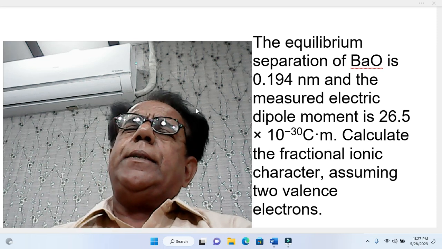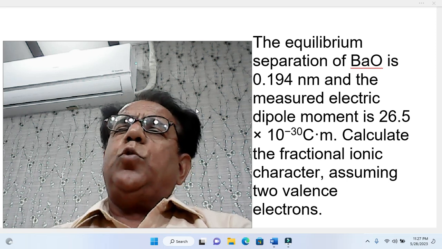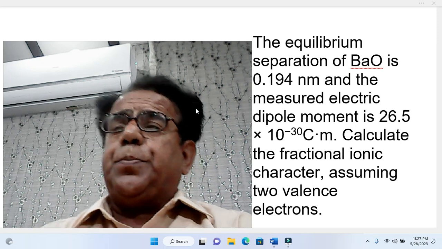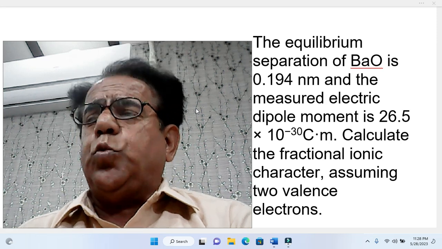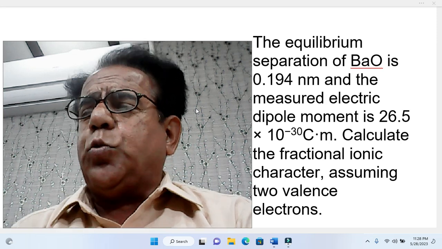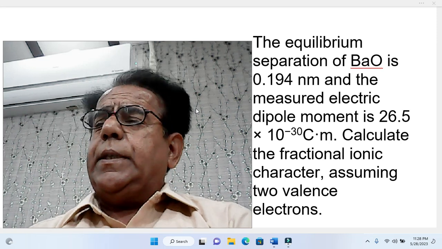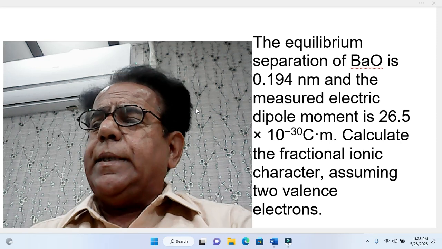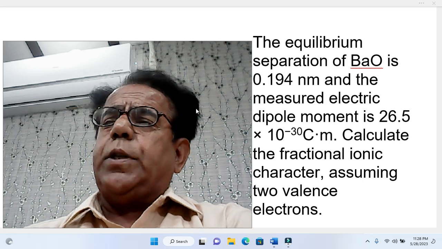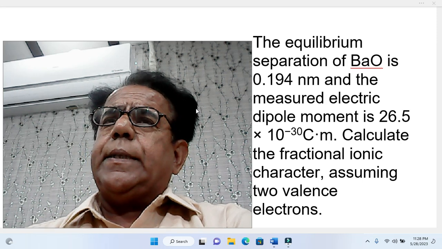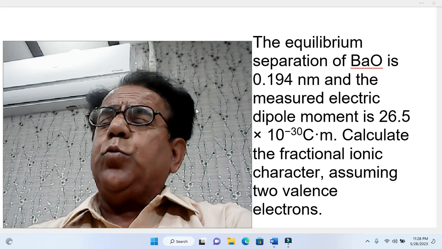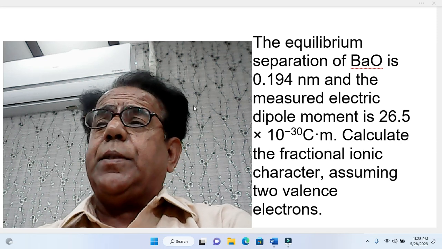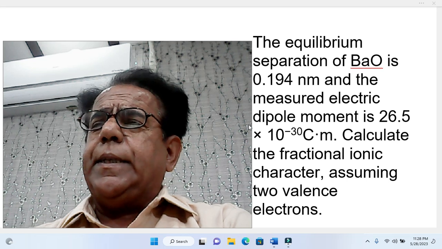Dear students, here almost the procedure or methodology of solving this problem will be very similar to the previous two videos, the previous two problems. However, this new thing will be dealt with in this problem, that is assuming two valence electrons. Moreover, its helping tools, that is toolkit, will also be almost the same as presented in the previous two problems.